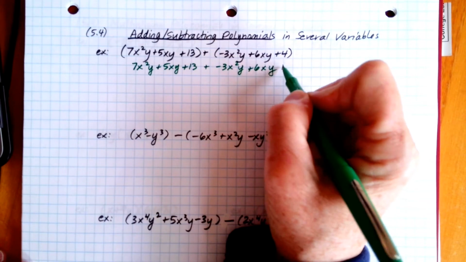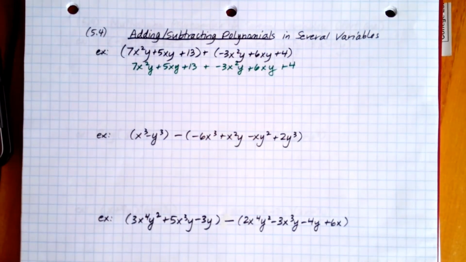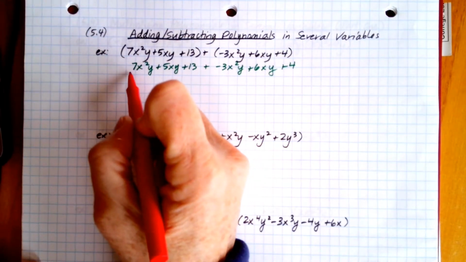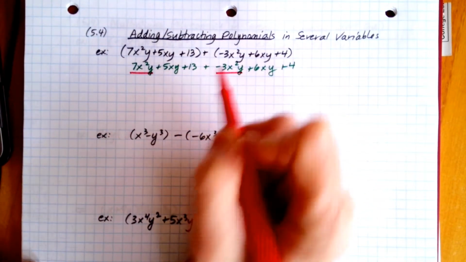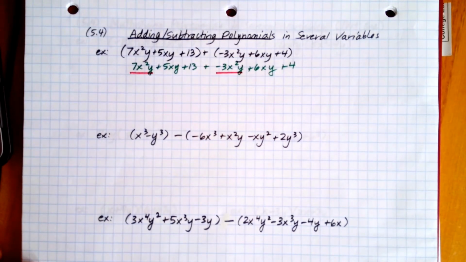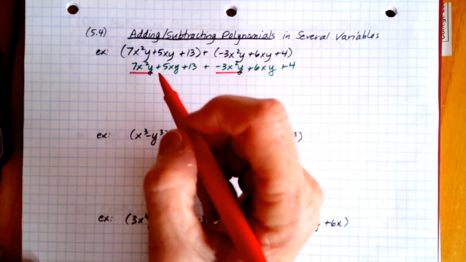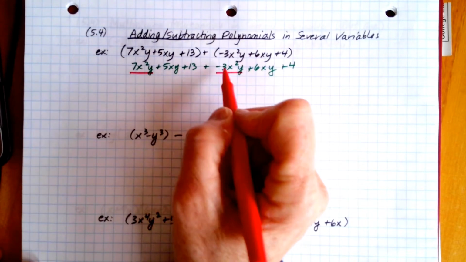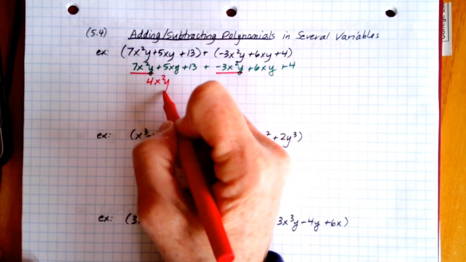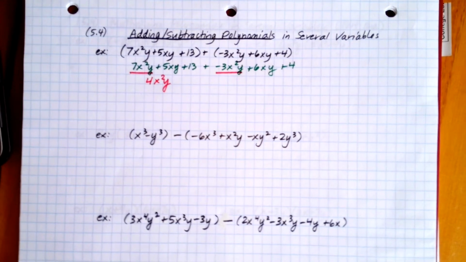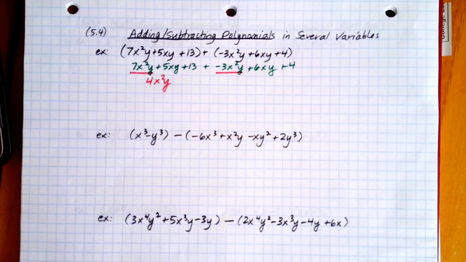Like terms, if you remember, are terms that have exactly the same variable and exponent combination. So here 7x squared y and minus 3x squared y have the same exact variable and exponent combination. So I'm going to combine their coefficients. 7 minus 3 is 4, so I'm going to get 4x squared y. I don't do anything with the variables or the exponents.